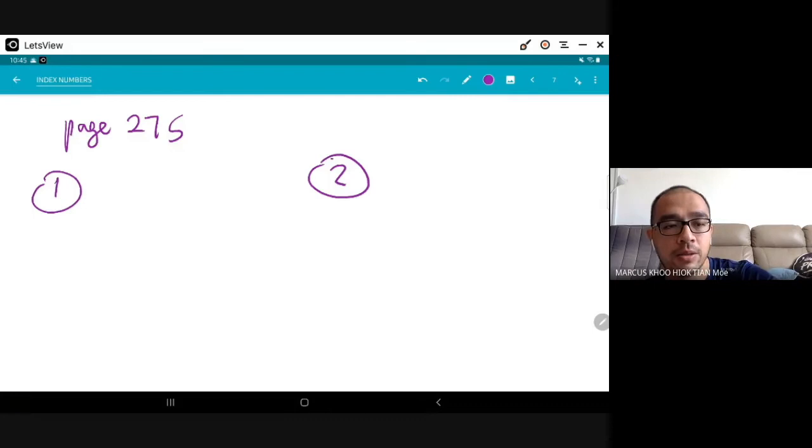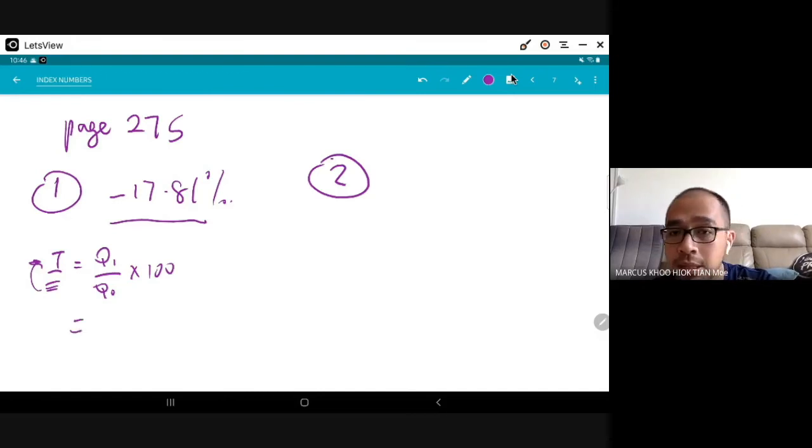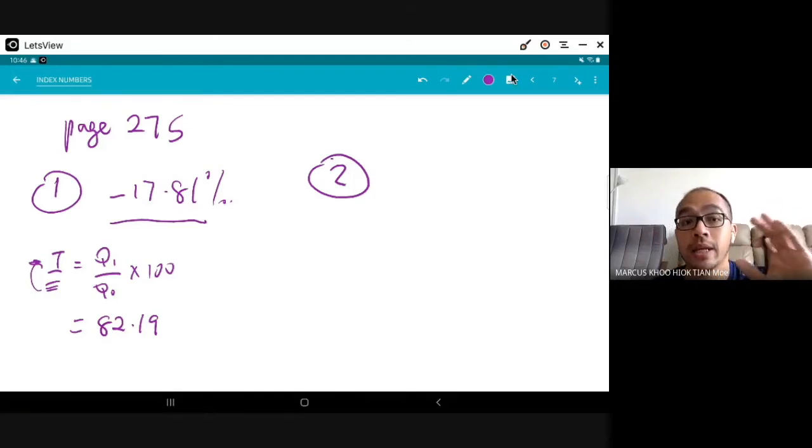Hold on. Deborah, you answered negative 17.81%. But that is not the answer actually. This is the interpretation. I'm asking for the index number. When you use this formula, Q1 over Q0 times 100, this answer is the index number. I want this answer. Can you give me this answer please? 82.19. Okay. Don't have to put the word percent. Actually, it's 82.19, no percent. The percent is the interpretation.